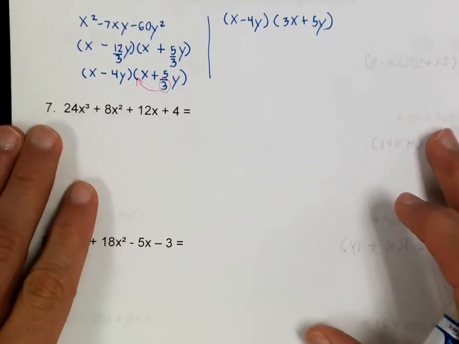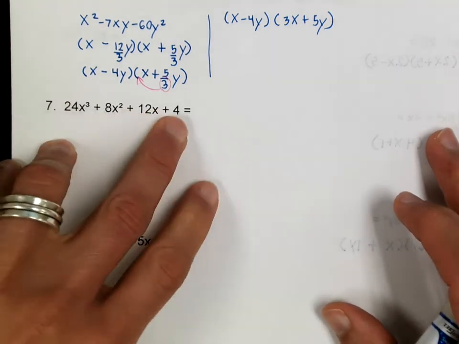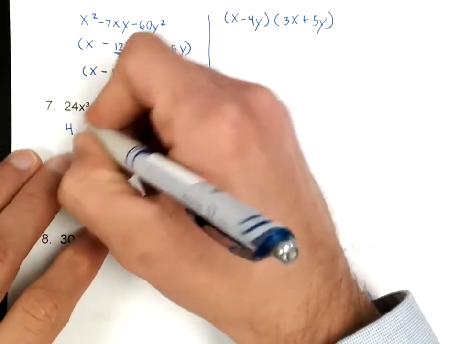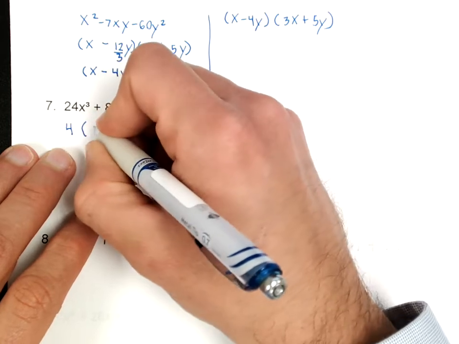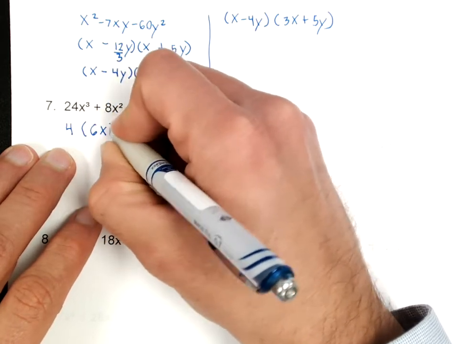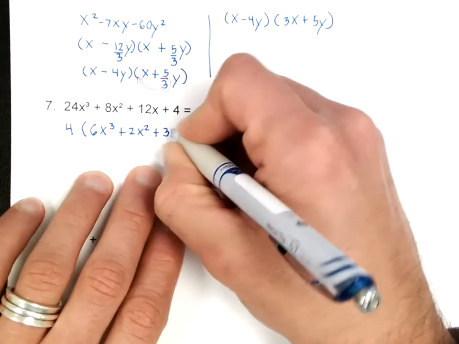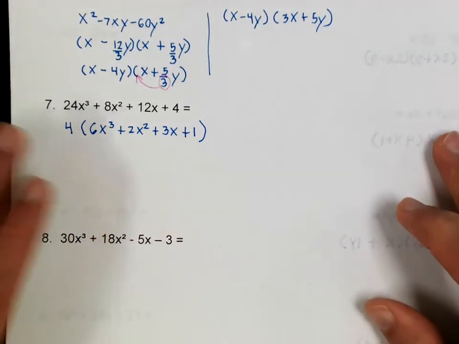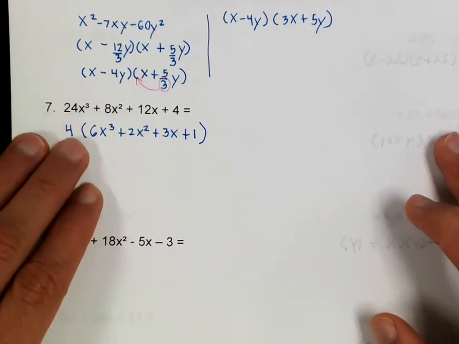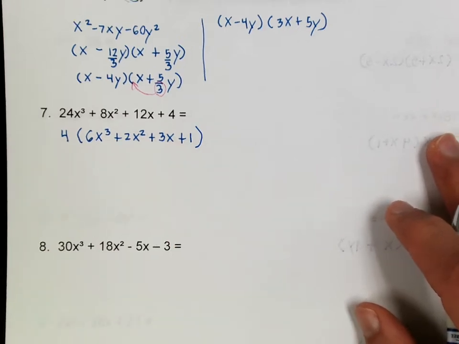Alright, so in this one, again, always look for your greatest common factor. In this case, you do have a common factor of 4. Alright, so we're going to factor that out. So that's going to give us 4 times 6x cubed plus 2x squared plus 3x plus 1. Now this 4 is going to stay out here. It's not really going to affect anything else you're going to do from now on, right? It's just going to be out there.